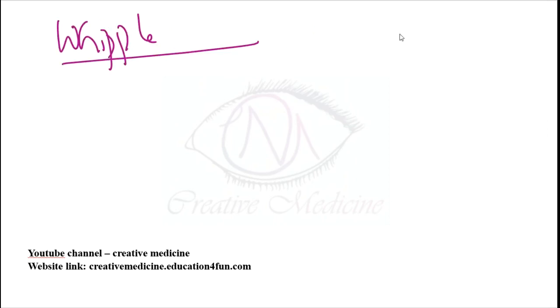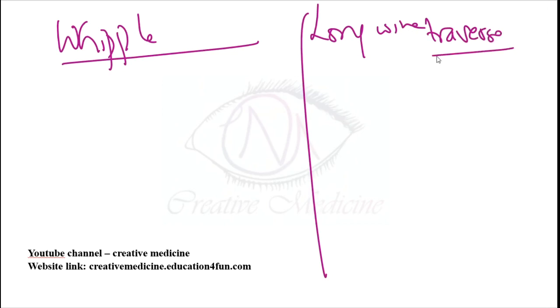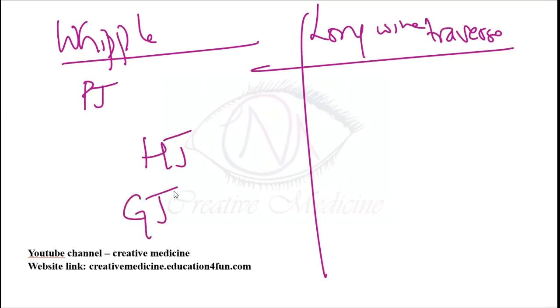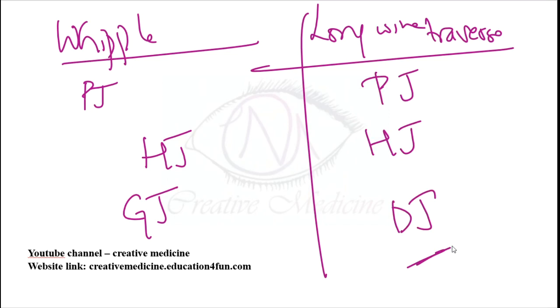Then we have to learn what Whipple's procedure is. Whipple's procedure steps are important, as are the differences between Whipple's procedure and the Longmire-Traverso procedure. In Whipple's procedure, we do pancreaticojejunostomy, hepaticojejunostomy, and gastrojejunostomy. In the Longmire-Traverso procedure, we do pancreaticojejunostomy, hepaticojejunostomy, and duodenojejunostomy.